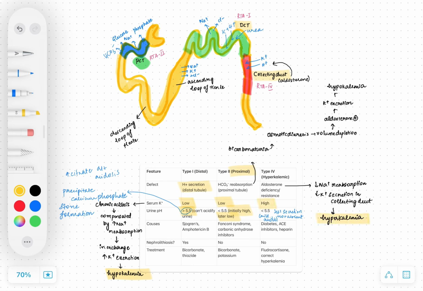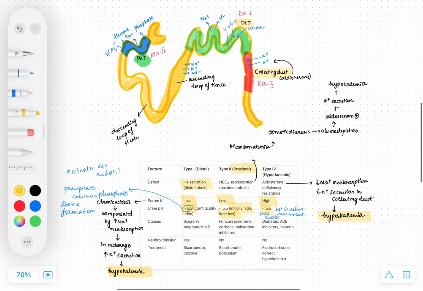So there will be high serum potassium levels, and the urine pH will be low because there is a decrease in H plus secretion, but that is not completely absent as seen in type 1. So there will be a mildly acidic pH of urine. The causes are diabetes, ACE inhibitors and heparin. There will be no nephrolithiasis here also. Treatment is fludrocortisone and correcting the hyperkalemia.